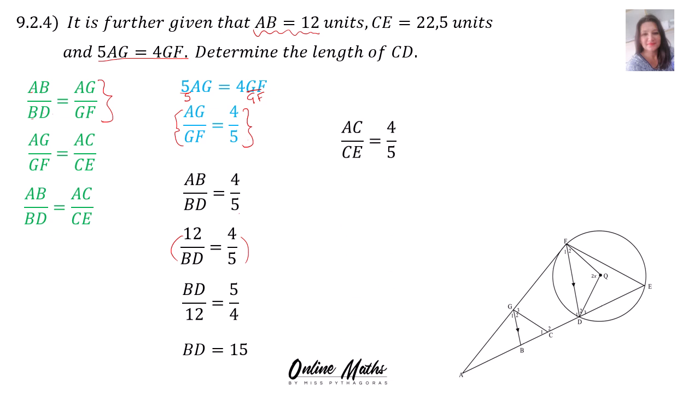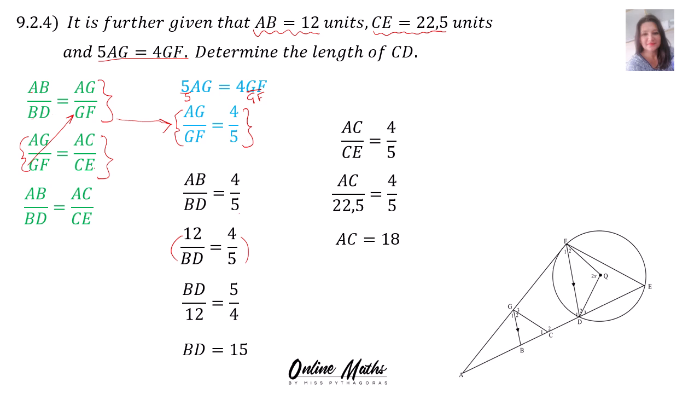Then, furthermore, we can also say AC over CE. Now, it's this one. AC over CE is also 4 over 5, since AC over CE on the left-hand side is equal to AG over GF. There you can see. And we know that AG over GF is 4 over 5. Then we can say right here CE is equal to 22,5. So in CE's place we substitute 22,5. We solve AC and we get AC is equal to 18.